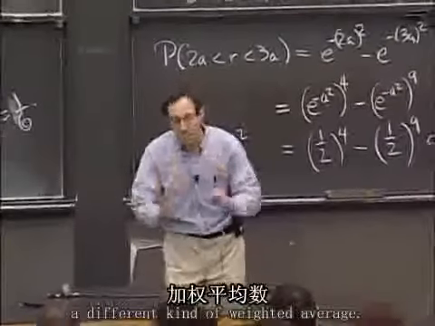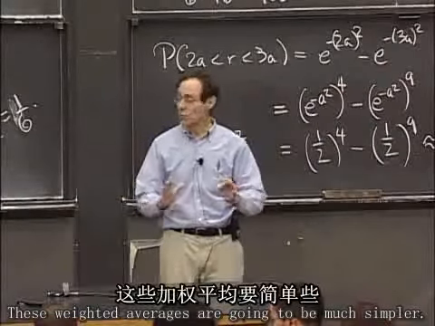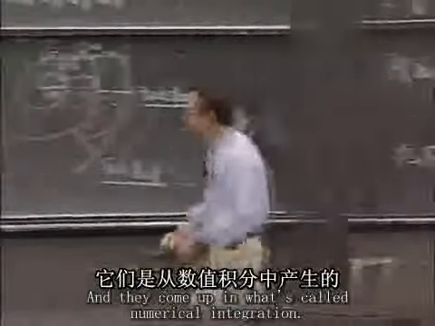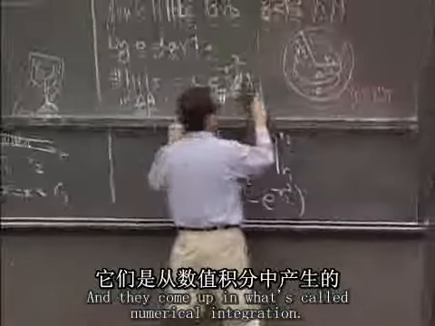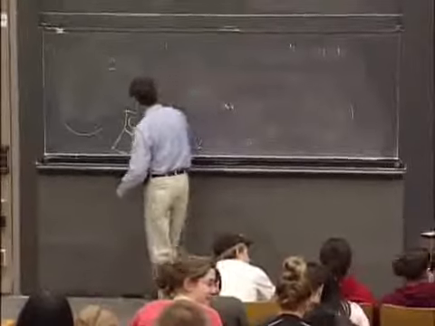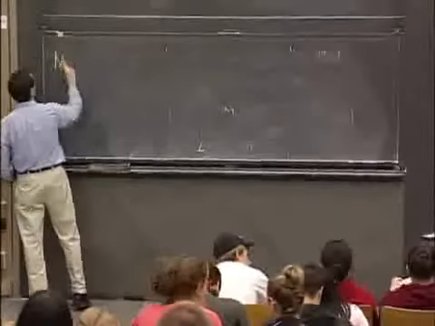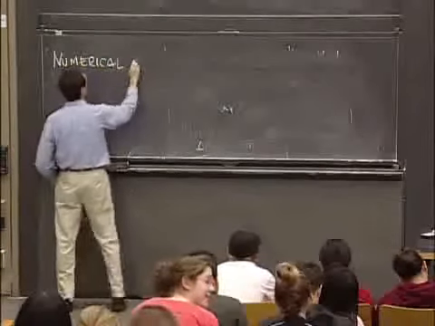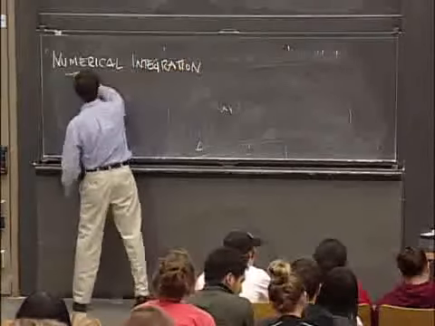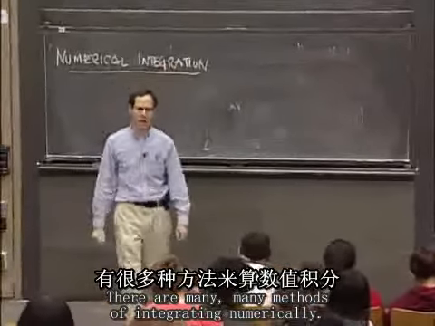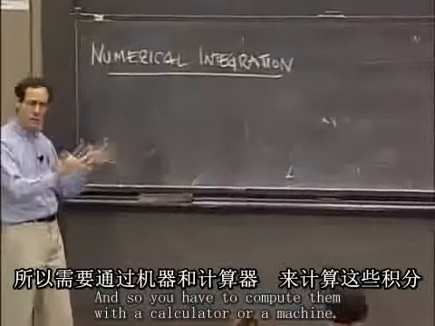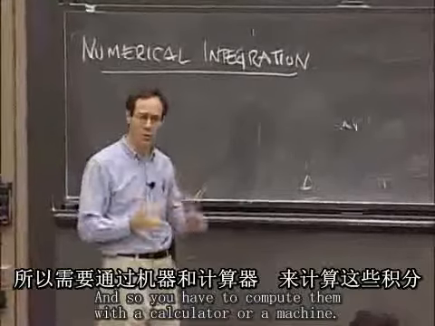And I want to talk now about a different kind of weighted average. These weighted averages are going to be much simpler. And they come up in what's called numerical integration. There are many, many methods of integrating numerically, and they're important because many, many integrals don't have formulas, and so you have to compute them with a calculator or a machine.